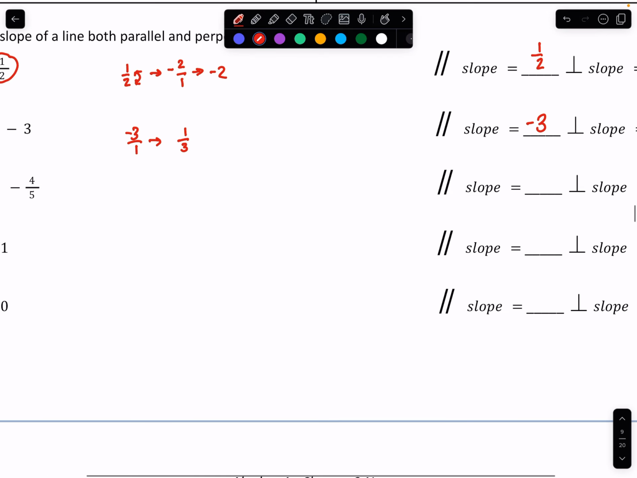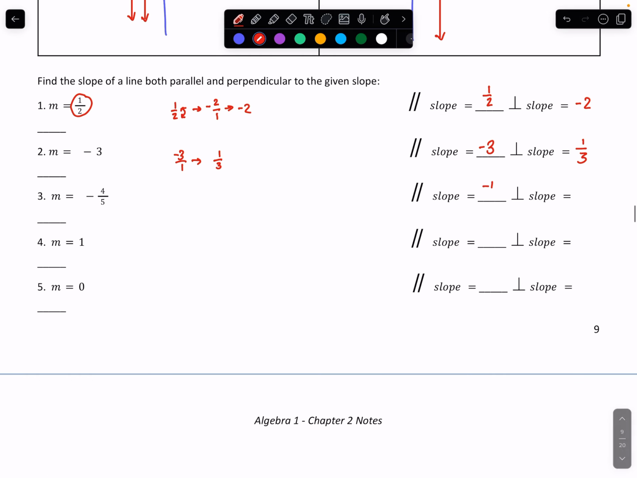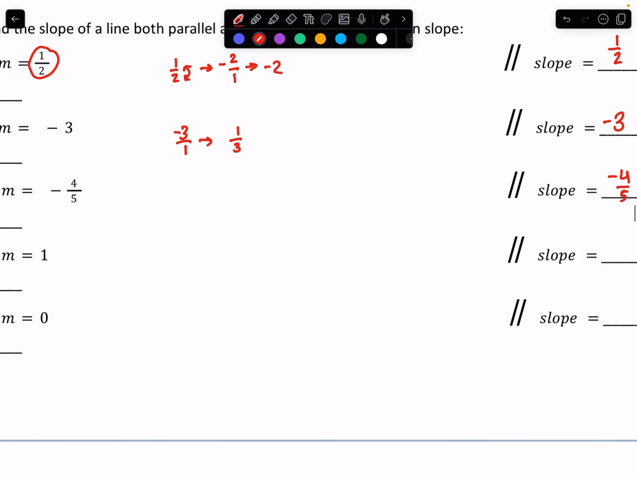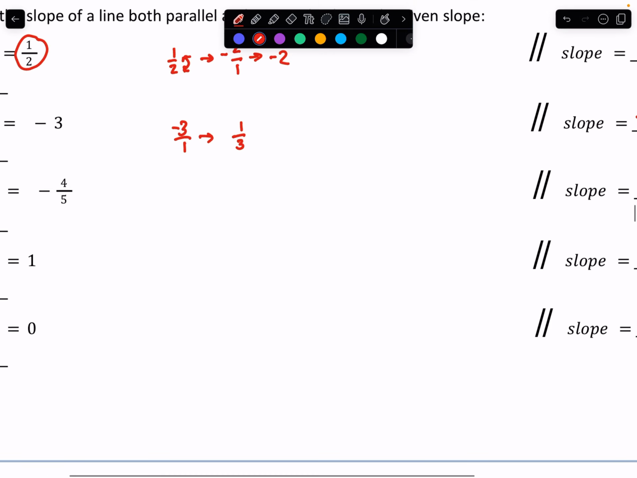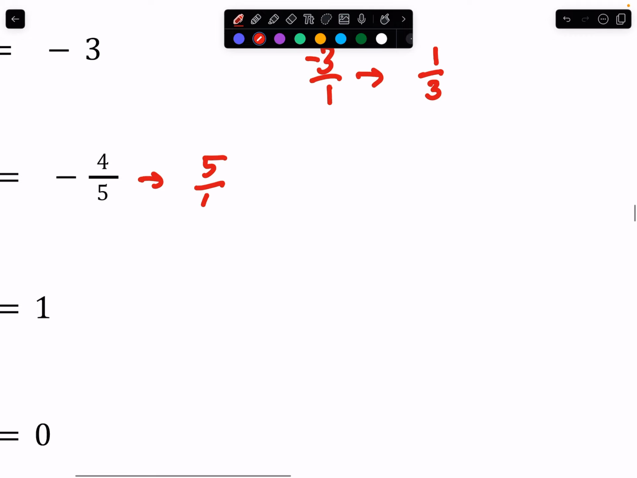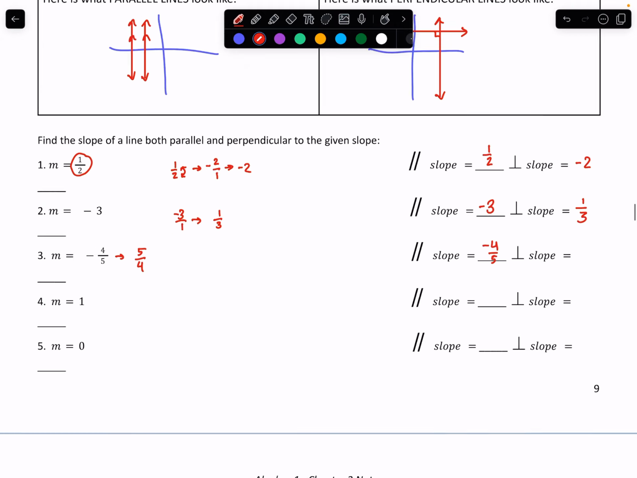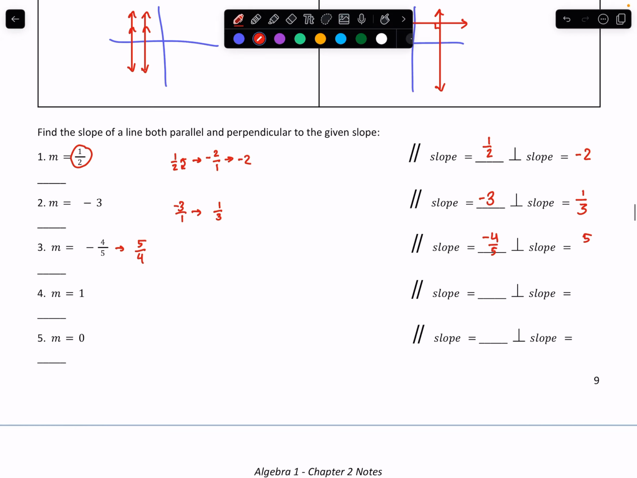Now let's do the next one. Parallel lines are super easy. It is exactly the same slope. Perpendicular lines, remember, you're going to find the opposite reciprocal. So the reciprocal of this is going to be 5/4, and then applying the opposite sign too, so it's going to be positive 5/4.